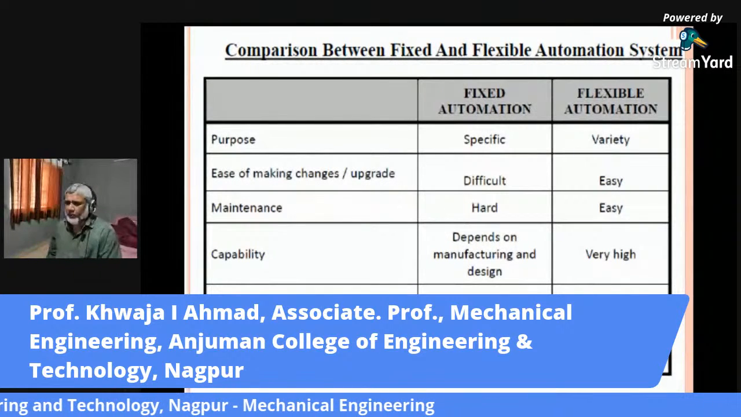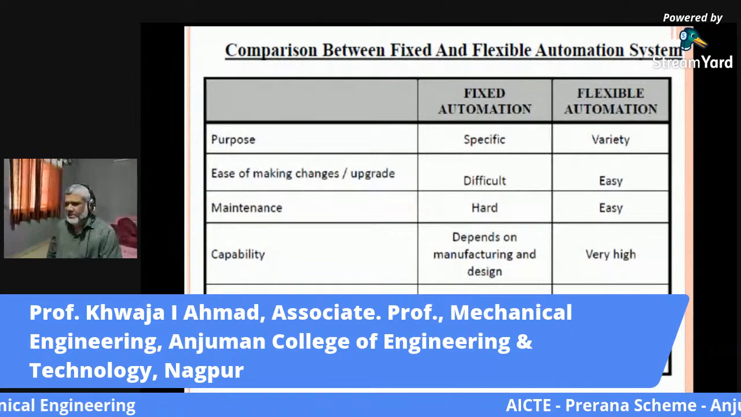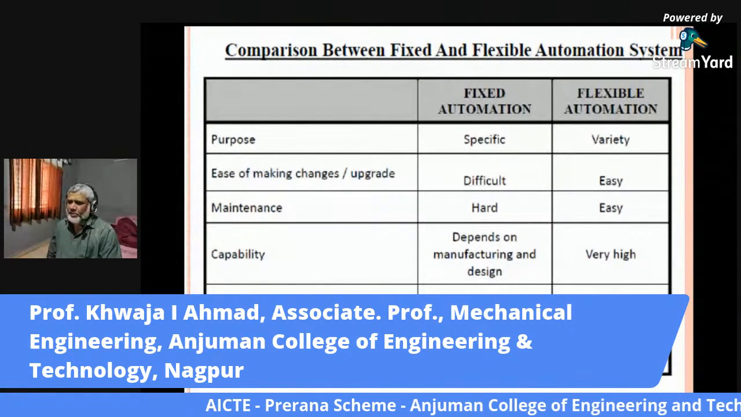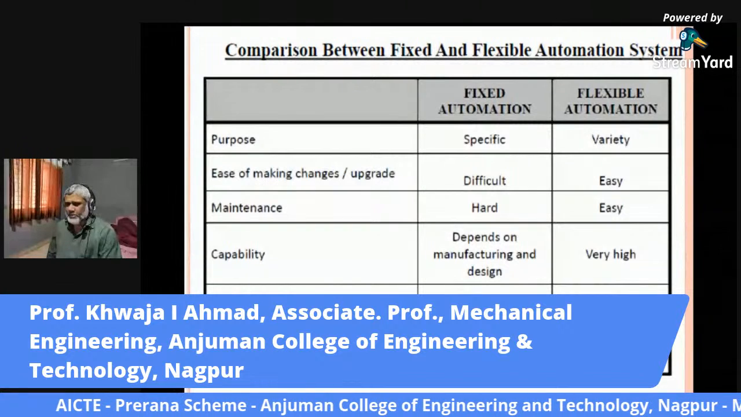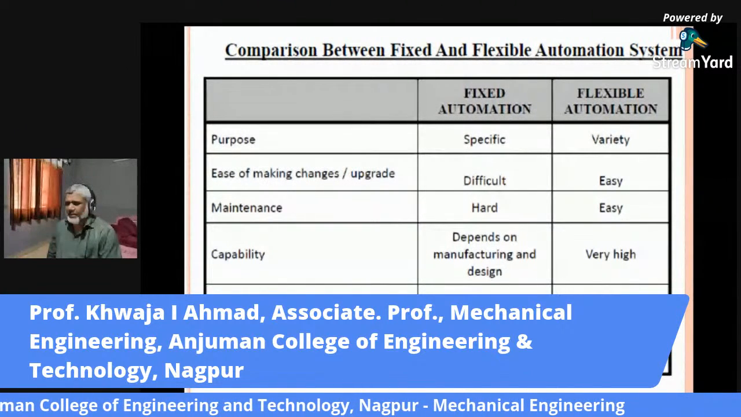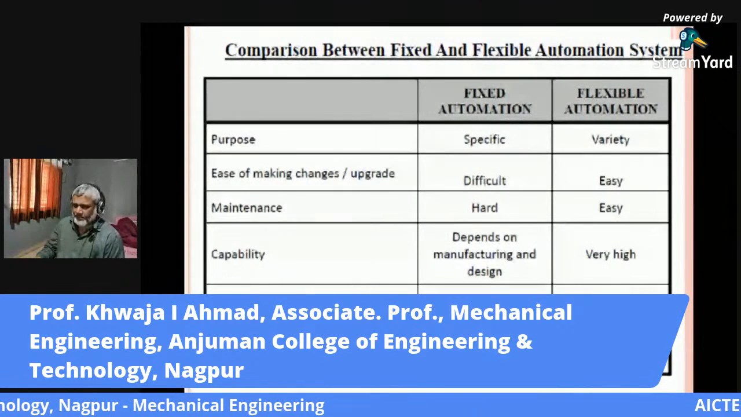Capability depends upon manufacturing and design for fixed automation, whereas for flexible automation it is very high. Speed in fixed automation is slow, in flexible automation is fast. Economic efficiency: fixed is suitable for a small system, flexible is suitable for all types of system.